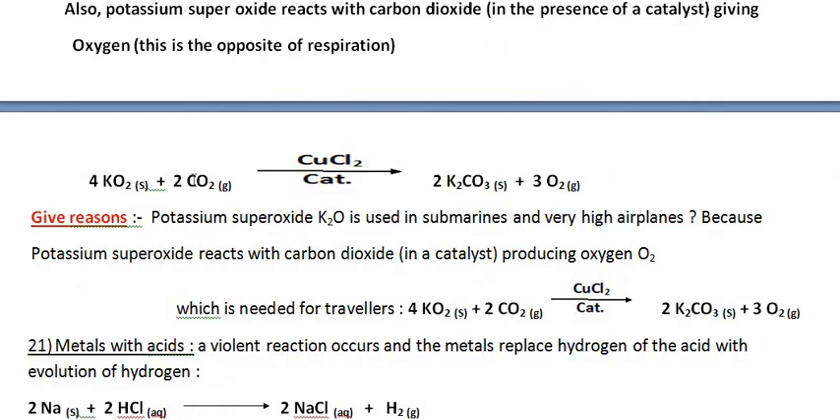Potassium superoxide reacts with carbon dioxide in the presence of a copper chloride catalyst to form potassium carbonate and oxygen gas. This reaction is very important because potassium superoxide reacts with carbon dioxide and converts it into oxygen. So this reaction is used in spacecraft to convert carbon dioxide produced from the breathing of the astronauts into oxygen, and the oxygen is used for breathing. This is a very required reaction in spacecraft.